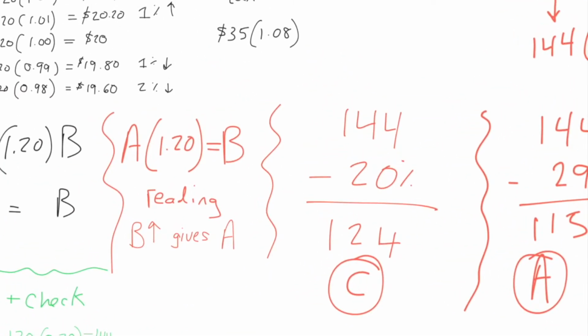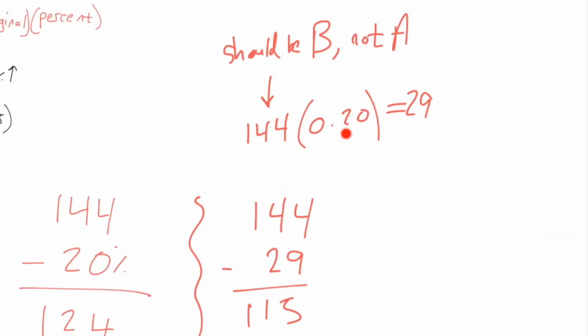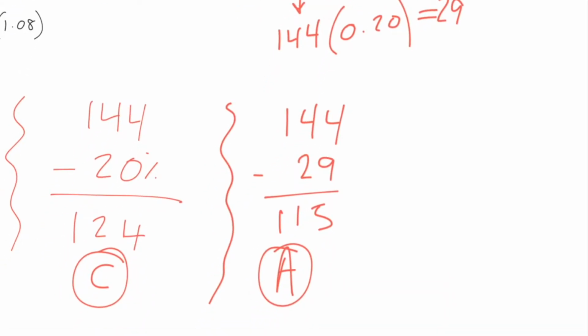If you have no idea what you're doing at all, and you just take the two numbers that are given and you subtract, you get C, but you really can't subtract 20% from 144 pears to get the new pears. 20% of 144 is 29. If you think that you can just decrease 144 by 20%, that would be decreasing it by 29 pears to get the incorrect answer of 115. That would be answer A.